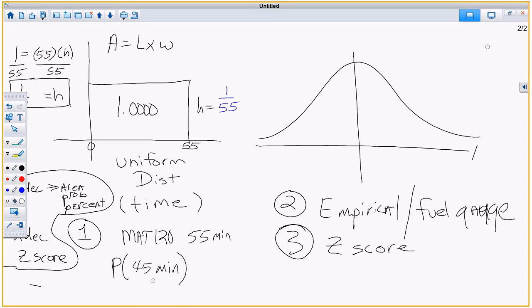So now we've got our height, and the question will say, what is the probability that the class goes over 45 minutes, or at 45 minutes? Well, 45 would be where? Right back here. So what's our new base? What's the base between 45 and 55? 10. So that'd be equal to base times 1 over 55, which is equal to 10 over 55. Somebody give me what's 10 over 55? Point what? 4 decimal points. 0.1818. So there's an 18% chance that the class is going to go over 45 minutes. That's how you do the time problems.